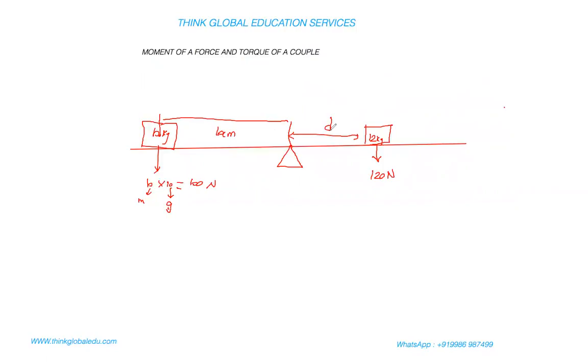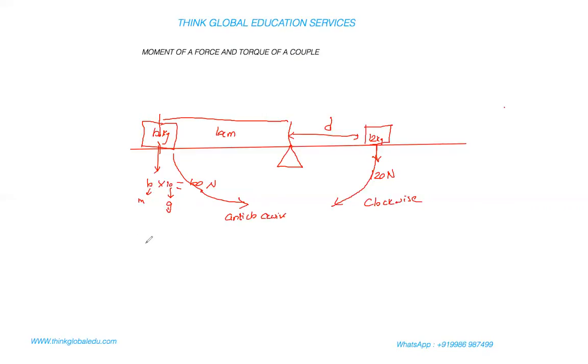If I want to find out the distance, then I have to equate the clockwise moments to the anti-clockwise moments. And as we can see, due to this force, the object will tend to move in this direction. Now, due to the 120 newtons, the object will tend to move in this direction. So you can see that this is clockwise, and this is anti-clockwise.